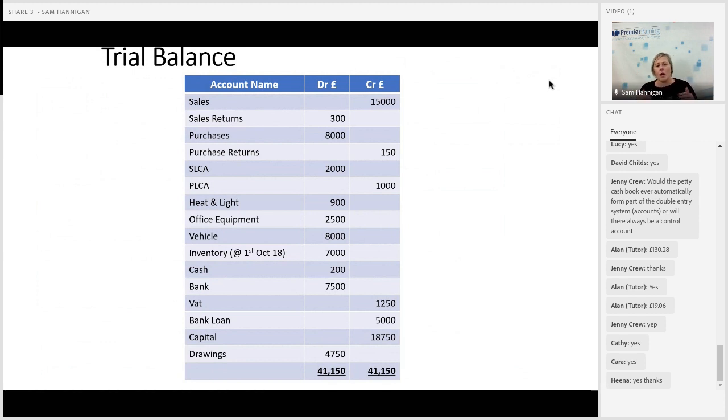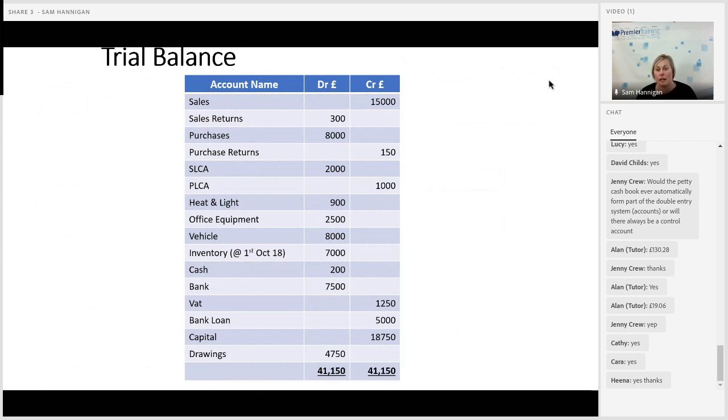Okay, so remember your PEARLS, or your DEAD CLIC, whichever you want to do, it doesn't really matter. But by doing that, you can easily decide which side of the accounts it's going on. So if sales is a credit, sales returns is a debit. If purchases is a debit, purchase returns is a credit.